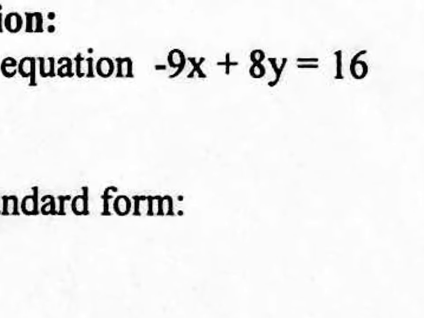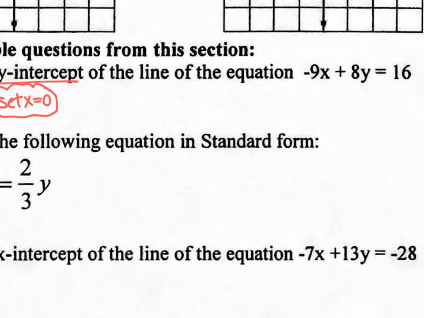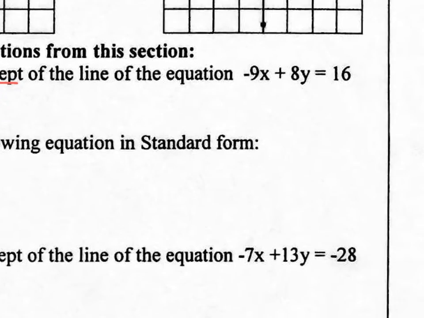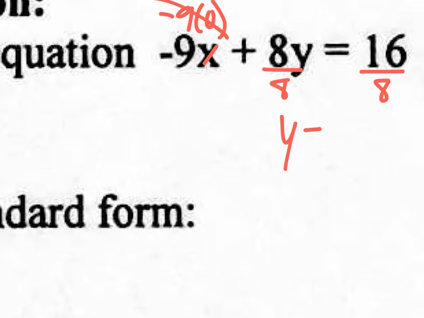So you could even do this right here. Actually, we're changing the X to a 0. So change that X to a 0. That's really going to be negative 9 times 0, and we already know that's just 0. So you really have 8Y equals 16. If you divide by 8 and divide by 8, you'll get Y equals 2. And ladies and gentlemen, that's your Y-intercept value. Okay?